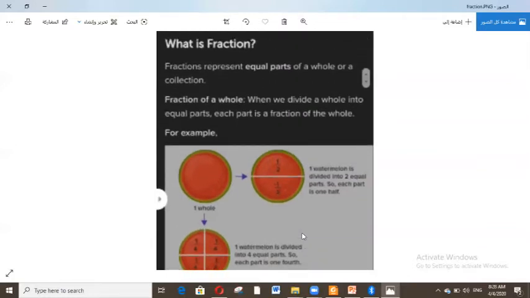Okay, so what's a fraction again? A fraction represents equal parts of a whole or a collection. So it must be equal parts. We can't deal with parts that are not equal. So let's watch a video about fractions again, then we will continue.